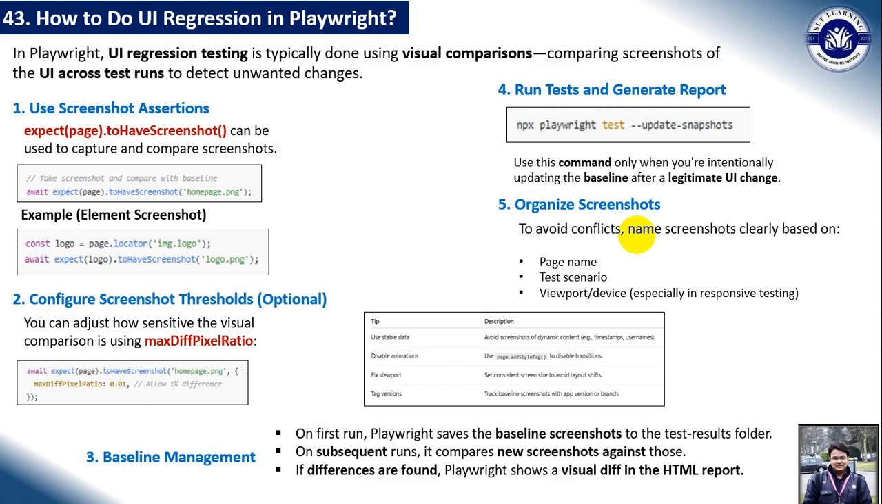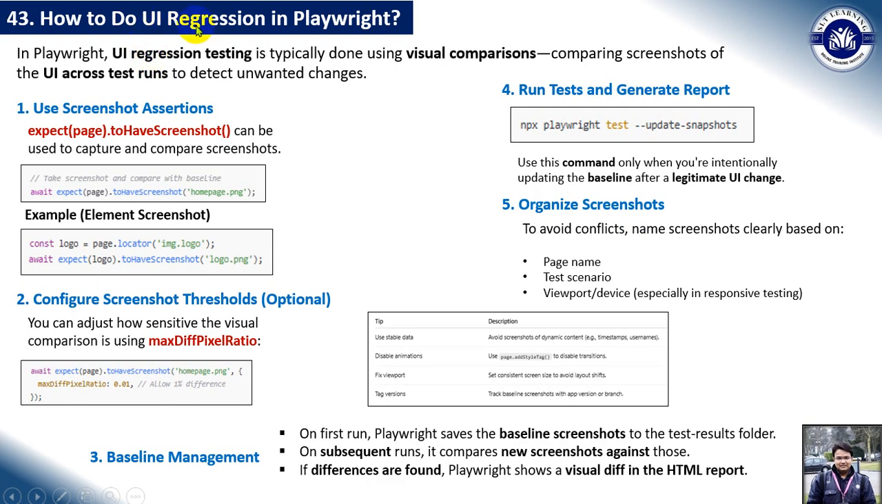Use stable data for the UI regression. Avoid screenshots of dynamic content like timestamps and usernames. Disable the animation; if there is any animation, you can go and disable those animations. Fix the viewport: on each and every browser, you can set a fixed screen resolution or viewport. Those are the things you can perform, and you can do UI regression in Playwright.